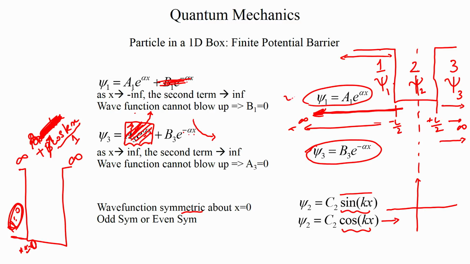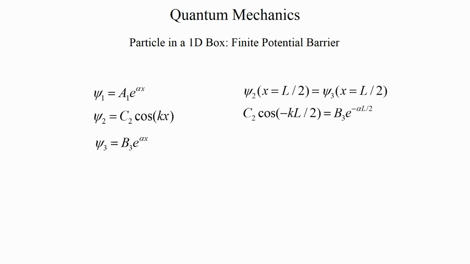So you have psi 1, you have psi 3, and you have psi 2, which could be either this or that for the purpose of symmetry. Let us go through an example of having these three cases. That is my psi 1, that is my psi 3, and let us say we are looking at even wave functions in region 2, and that is my wave function in region 2.